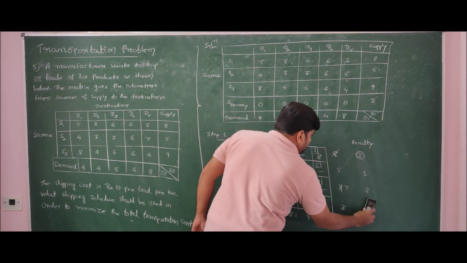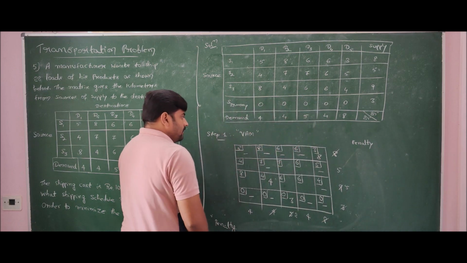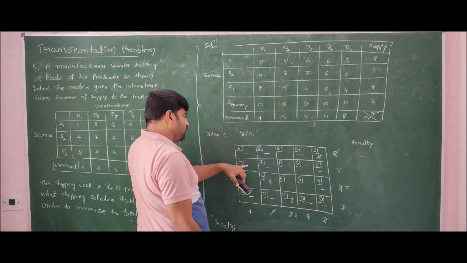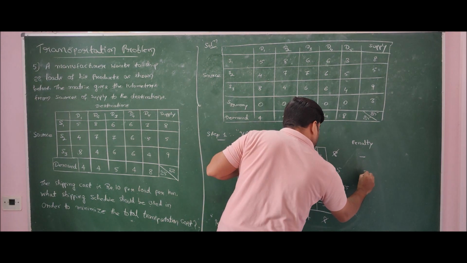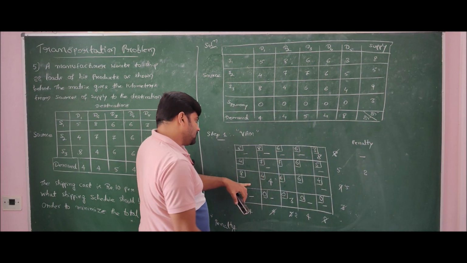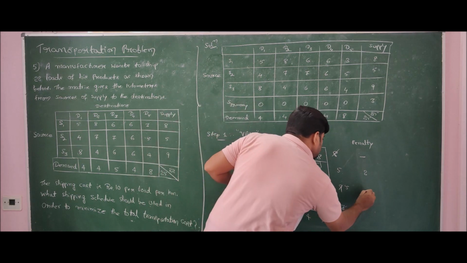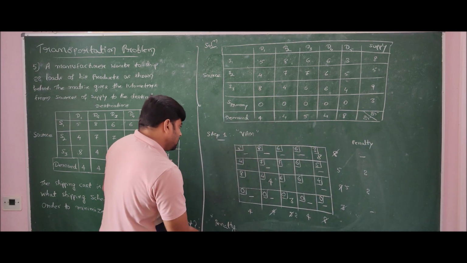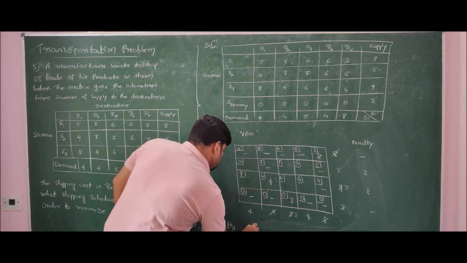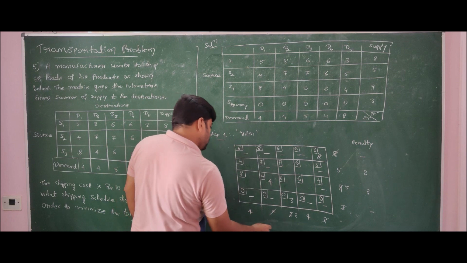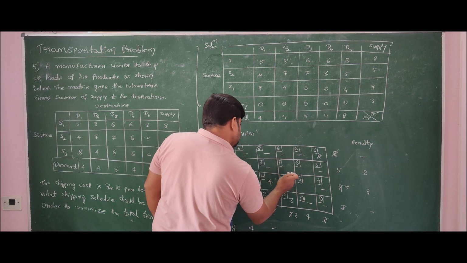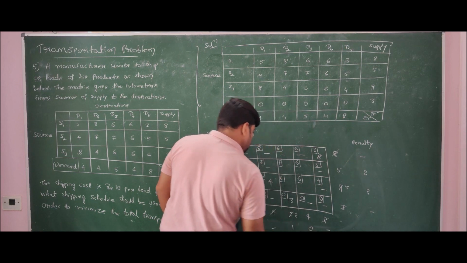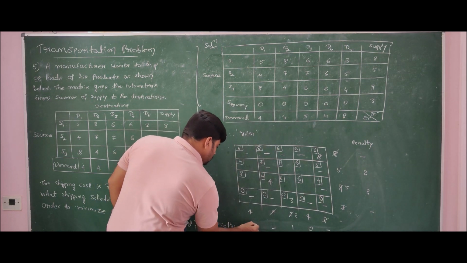Recalculate the penalty. Repeat these steps. Now this is done. Calculate the penalty. Least is 4. Next least is 6. Difference is 2. Least is 6. Next least is 8. Difference is again 2. This is done. Here least is 4. Next least is 8. Difference is 4. This is done. Least is 6. Next least is 7. Difference is 1. Here the difference is 0. This is done. So the highest penalty is 4.